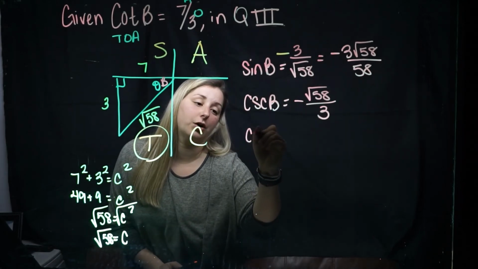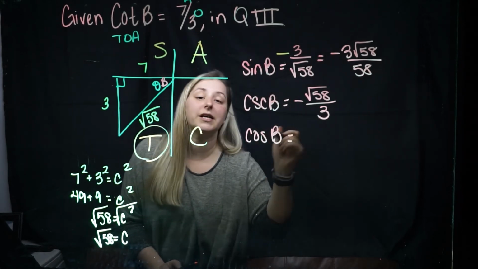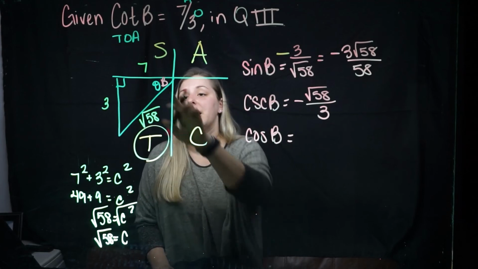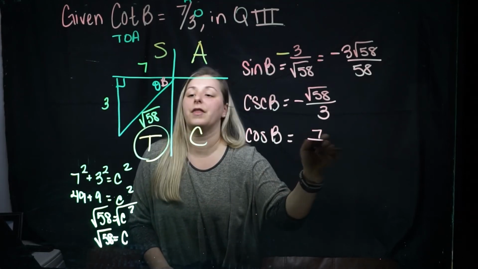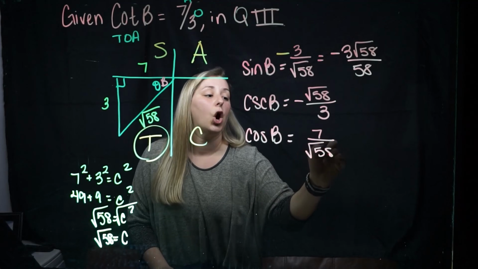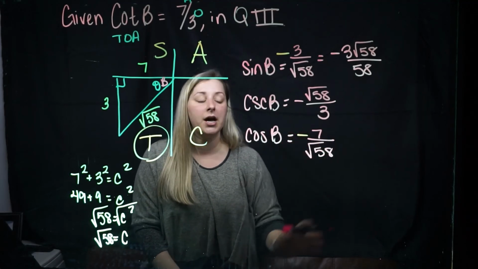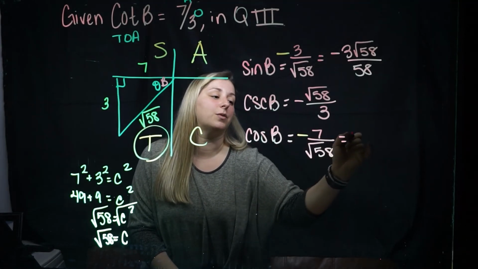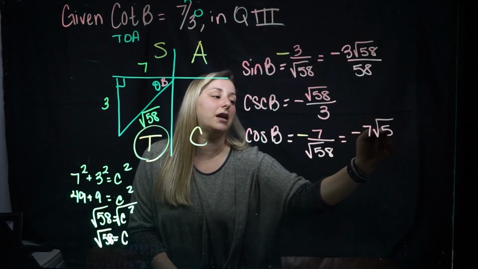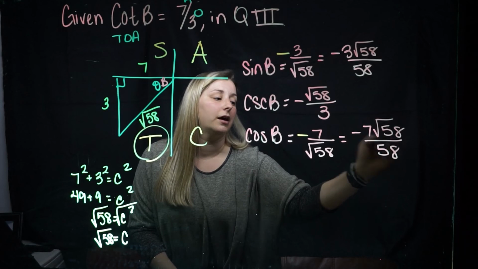We then have our cosine. Cosine is CAH, adjacent over hypotenuse. The adjacent side here is 7 all over the hypotenuse, which is rad 58. Once again, remembering that this must be negative because you're in your T quadrant, and then rationalizing that again, we've got negative 7 rad 58 all over 58.